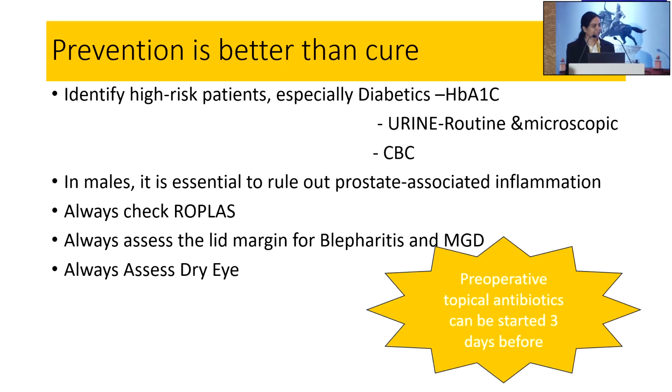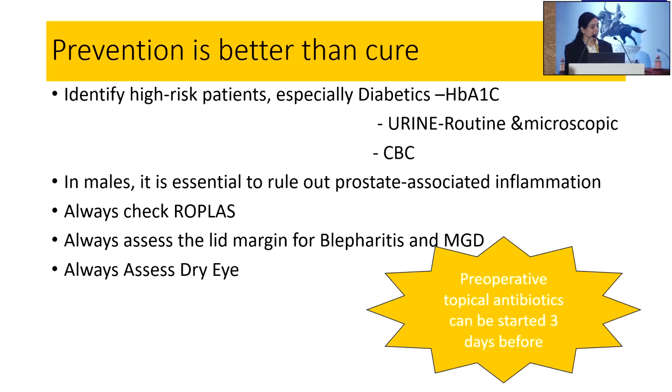So identify the high risk patients, especially the diabetics. You can always check glycosylated hemoglobin in these patients, and urine routine and microscopic and complete blood count. We should stop doing these urine tests. Honestly, I'm telling you, routine urine tests are of no use. A lot of people get hemogram, urine, CBC done, with no relevance. So don't order that bunch of investigations.